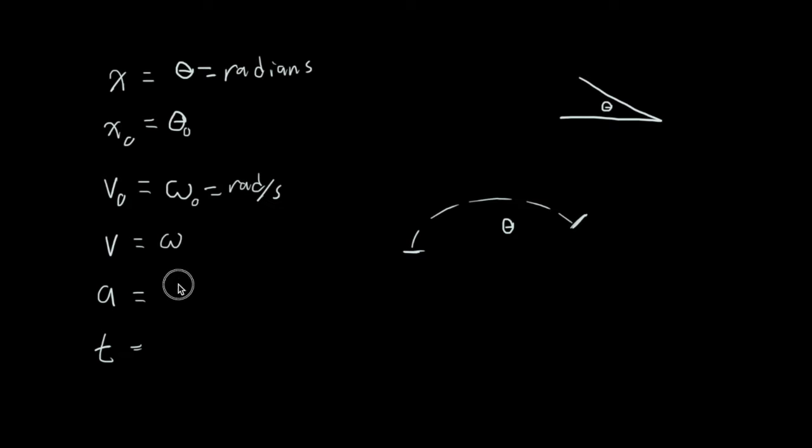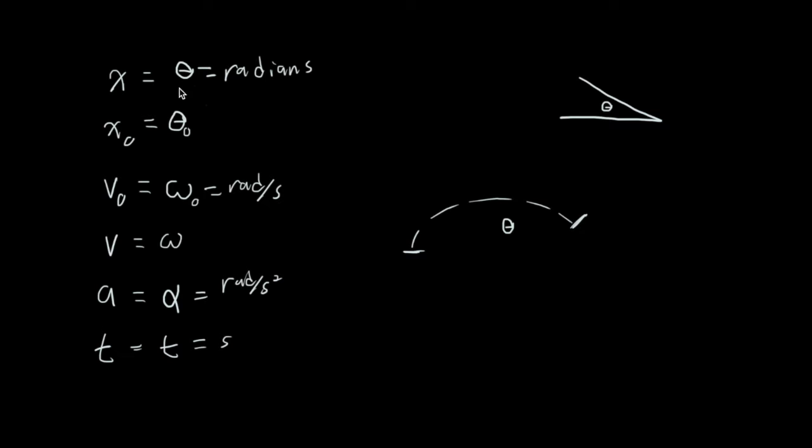Acceleration, we measure using alpha, which we just trace like that. And we measure that in radians per second squared. Time is going to be the same whether we're moving linearly or angularly. So time just equals time. We don't have to change time at all. It's just seconds. So the only changes are our vectors. Our vectors get a circular version.